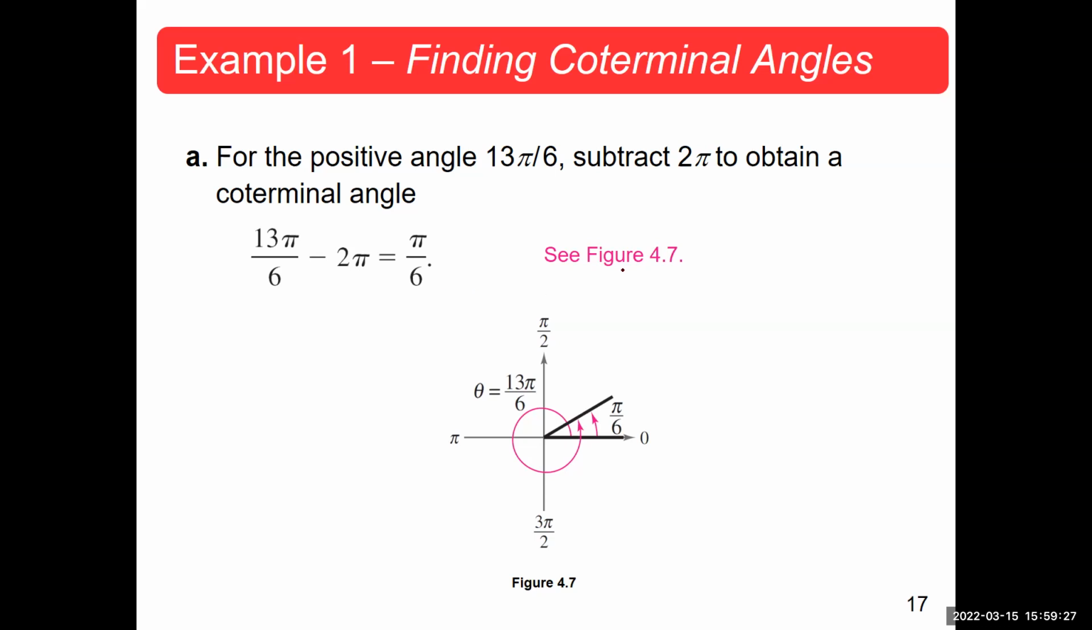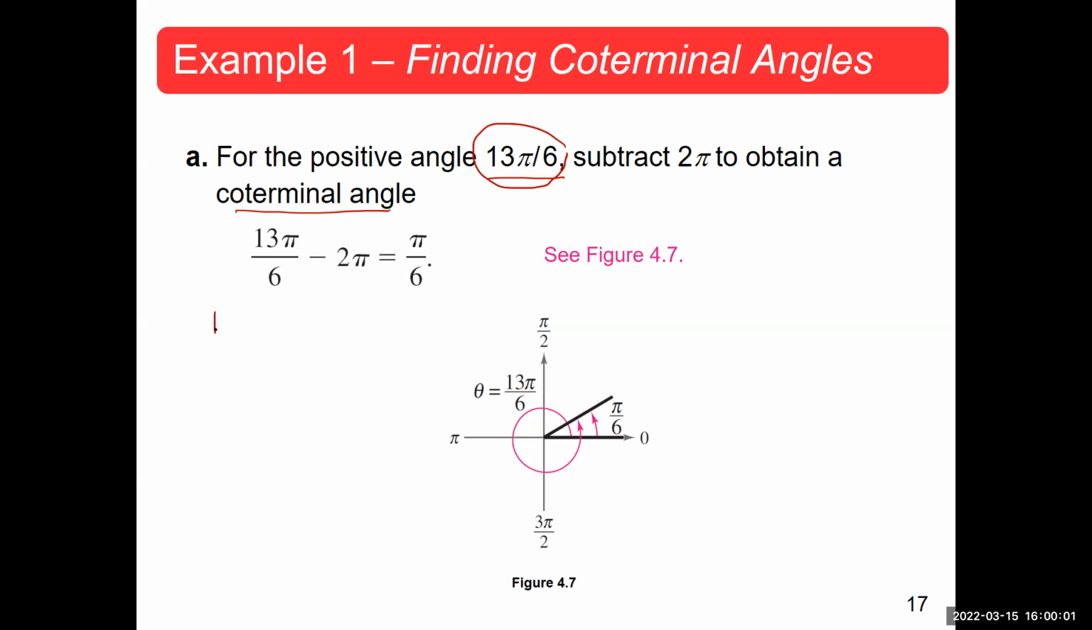If I ask you this question here, what is the coterminal angle for this angle? 13 pi over 6. Well, 13 pi over 6 is definitely more than 2 pi. So what we do is take 13 pi over 6 minus 2 pi. I'm going to subtract one revolution so I can get the coterminal angle, which is the smallest one.